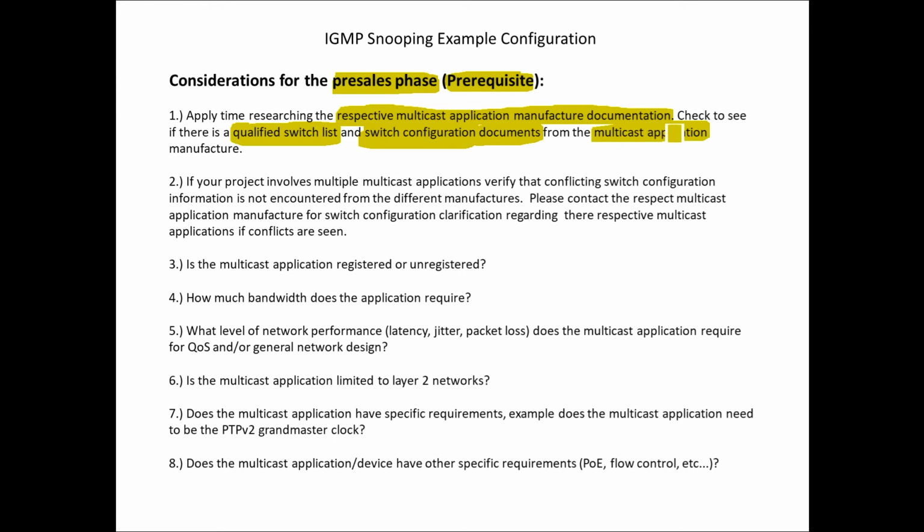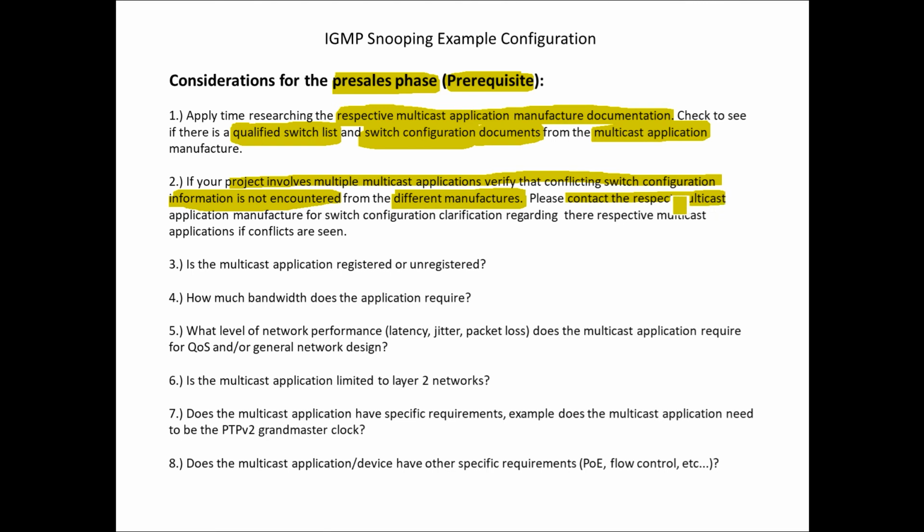And then number 2, if your project involves multiple multicast applications, verify if there's conflicting switch configuration information when compared to the different manufacturers. So if you're seeing example configurations and there's differences for the interfaces or IGMP snooping, etc., then you definitely want to contact the respective multicast manufacturers to get clarification.